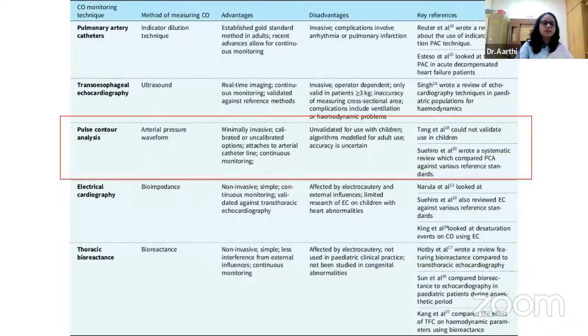So to summarize, the pulmonary artery catheters use what is called the indicator dilution technique. With that, one can measure the cardiac output either continuously or in a single stage, depending upon what type of pulmonary artery catheter we are using. And pulse contour analysis, what I was talking about earlier, analyzes the arterial waveforms, which is minimally invasive. There are both calibrated and uncalibrated techniques, and these can be used for continuous monitoring of the stroke volume. They also give us the stroke volume variation, which predicts the responsiveness to fluid.